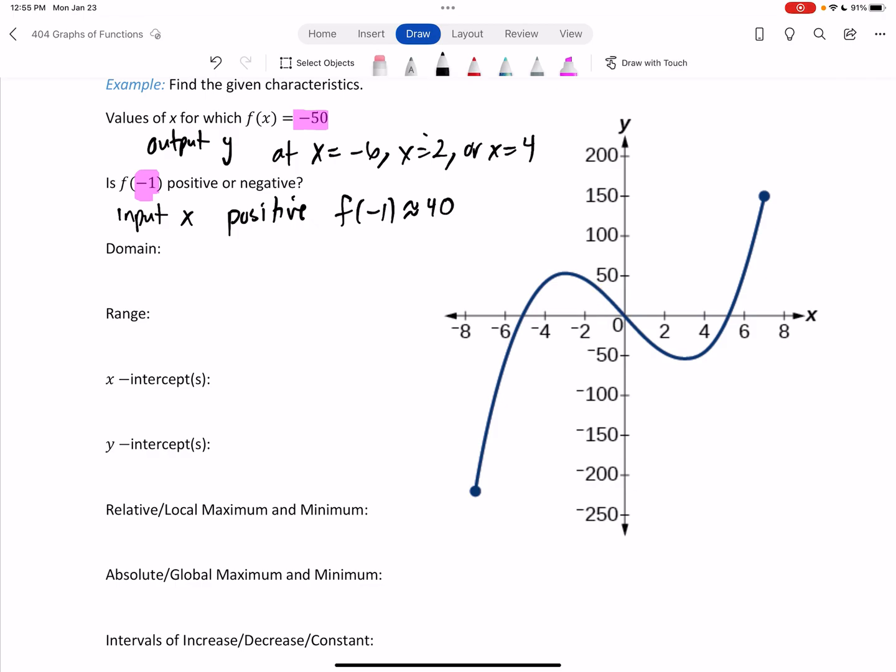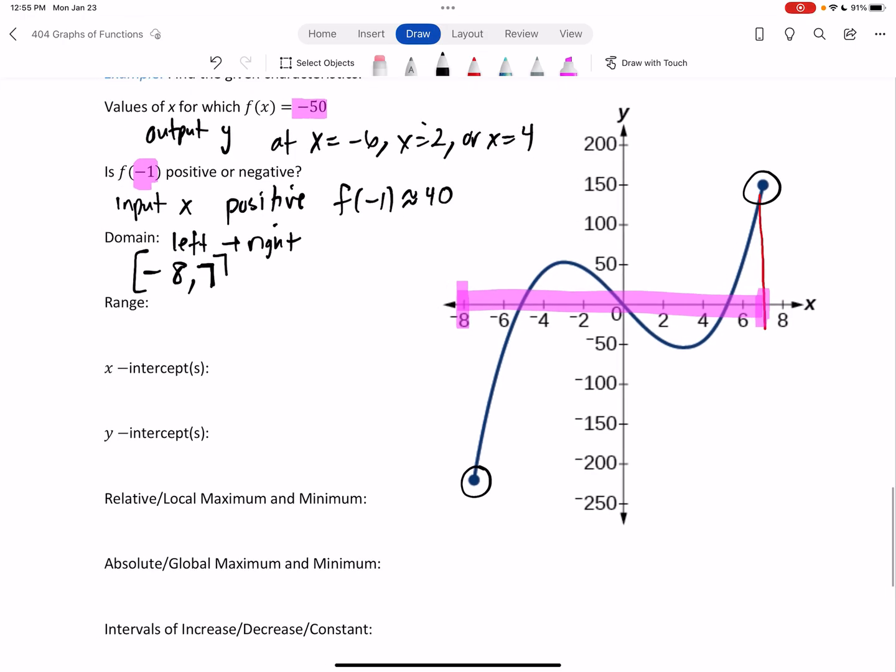Okay, now it says, what is the domain? Remember, the domain is going to be an interval notation, and we go from left to right. So if we go as far left as we can, it looks like it starts here at negative 8. If we go as far right as we can, it looks like it stops there at positive 8. Maybe that's positive 7. Let's see. Oh yeah, let's make that positive 7. Negative 8 to positive 7. So the domain is going to be negative 8 to positive 7. Both of these are filled in circles, so they get brackets when we write them.